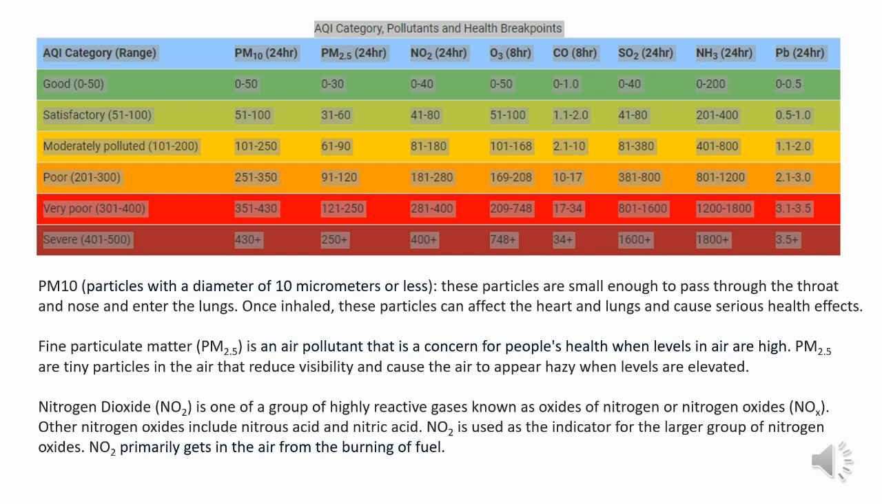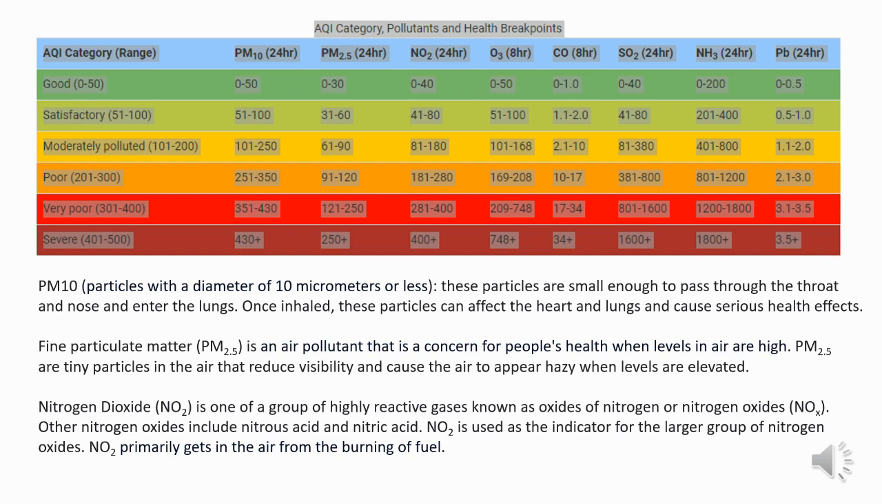PM10 are particles with a diameter of 10 micrometers or less. These particles are very small and pass through your throat and nose and enter directly into your lungs and start coughing. Once inhaled, these particles can affect your heart and lungs and cause disorders of health in many forms.